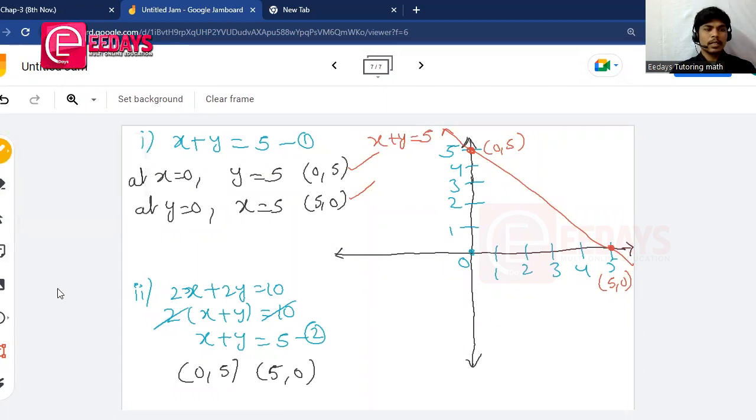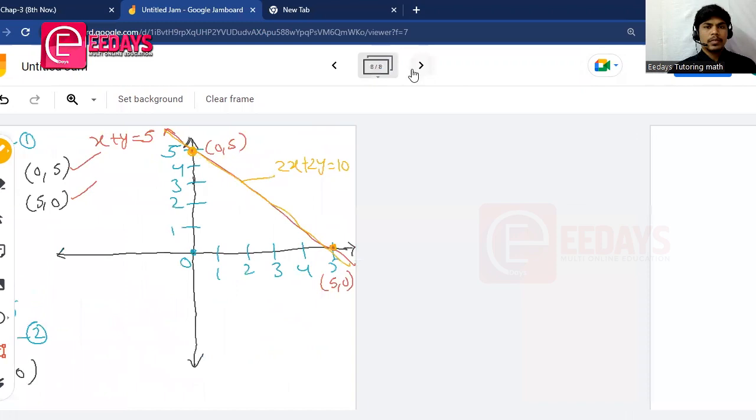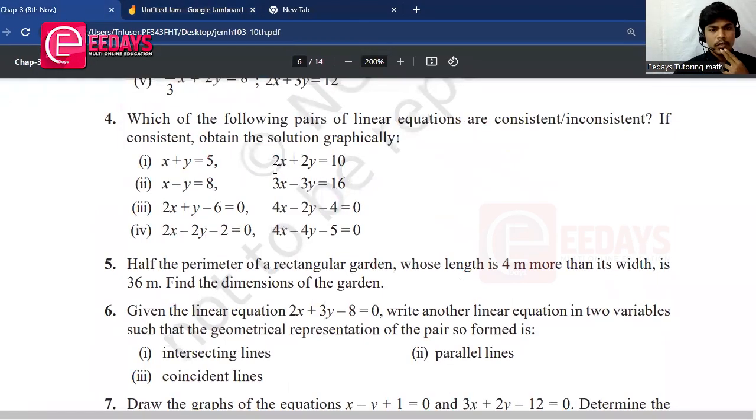In a similar way, look at the second equation: 0 comma 5 again here and 5 comma 0 again here. So you'll get the same graph. Both graphs coincide like this. The same graph we call 2x plus 2y is equal to 10. So both are coincident. Coincident lines are nothing but lines that coincide with each other. I hope you understand. All right, let's move on. That is the first question.